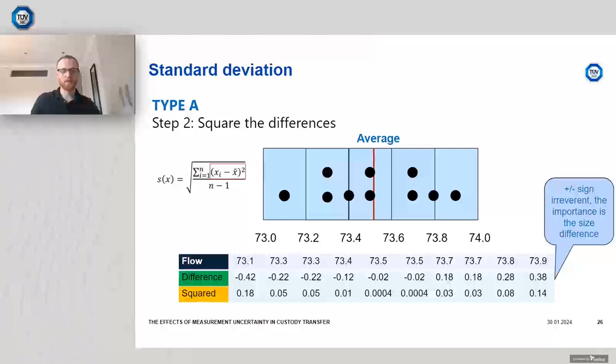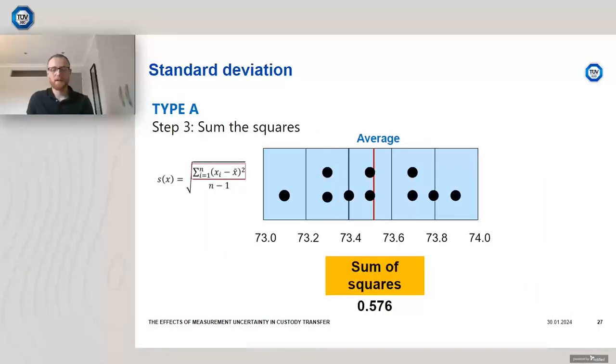From there, you square the difference. So again, in the yellow-orange row at the bottom, that gives us our squared values. And then the next step is to sum all of those values, which gives a value of 0.576.